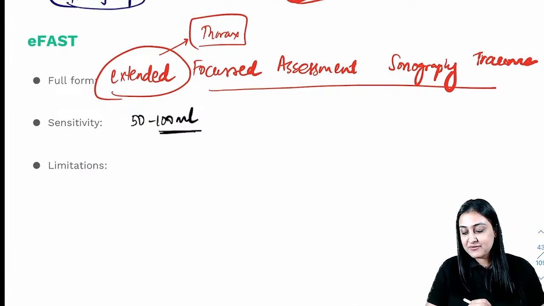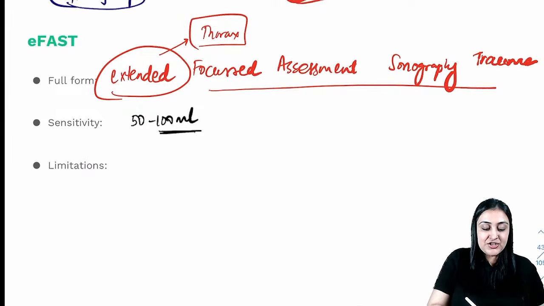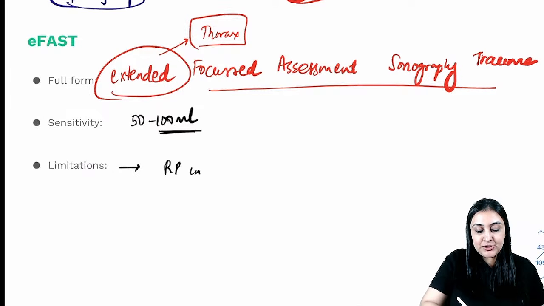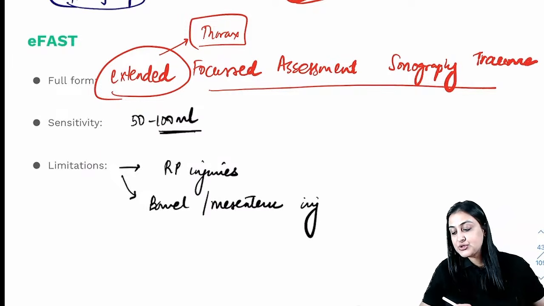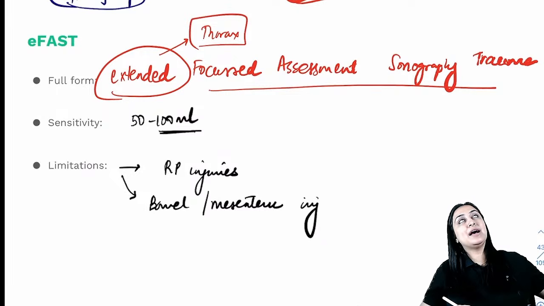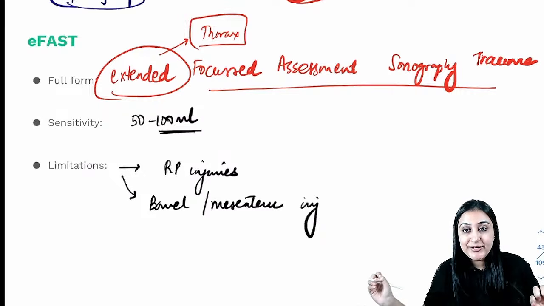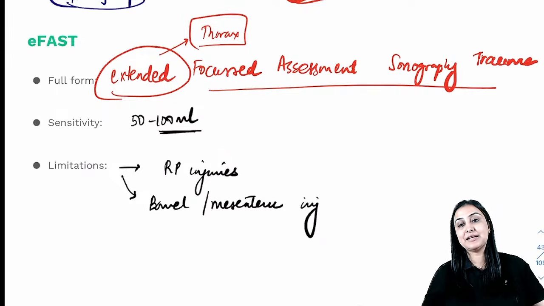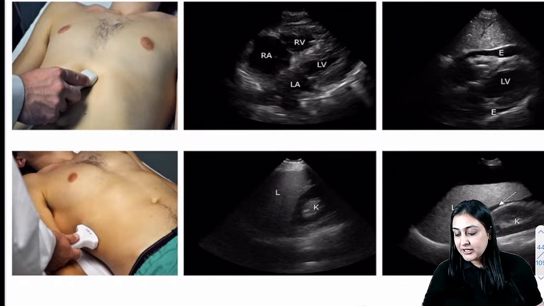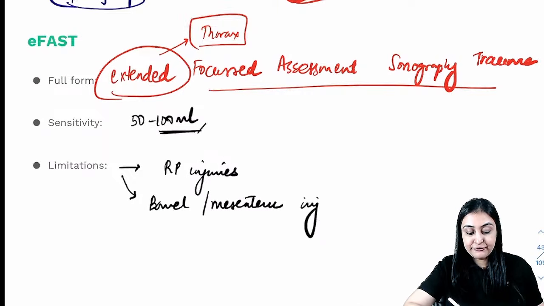What are the limitations? Again a repeat question. Can it diagnose retroperitoneal injuries? No. So retroperitoneal injuries can be missed. Can you miss bowel injuries? Yes, you can miss bowel and mesenteric injuries also, because they will usually produce pneumoperitoneum, right? They produce pneumoperitoneum, not hemoperitoneum. Whereas in FAST, I'm mainly trying to look for fluid on ultrasound. So I'm trying to look for hemoperitoneum in FAST predominantly. So I can miss retroperitoneum, I can miss bowel and mesenteric injuries.